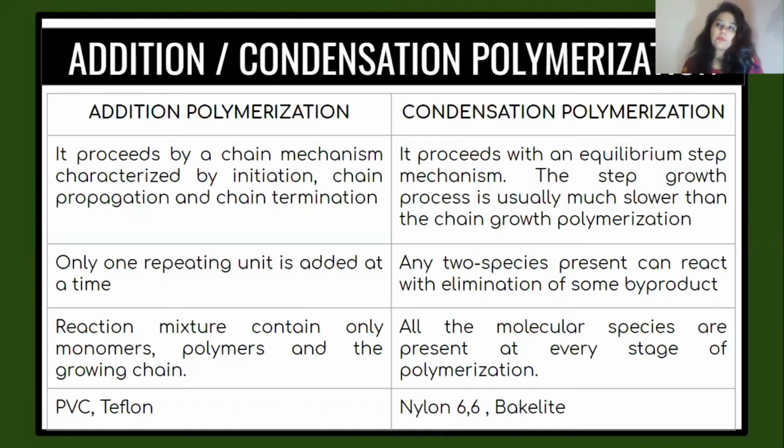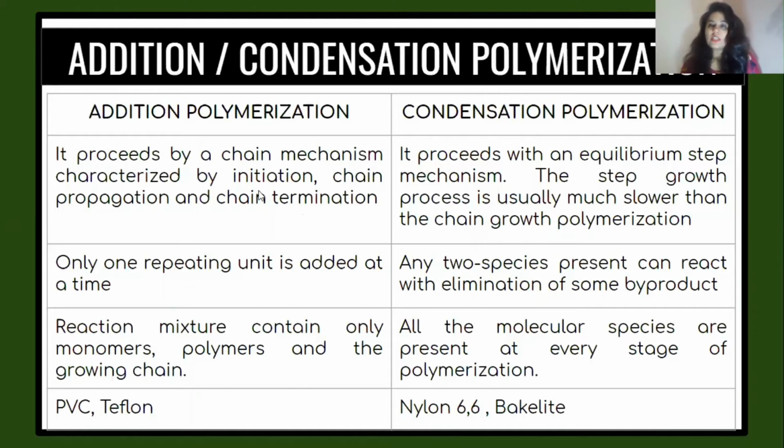So when a single monomer unit is simultaneously combining with the same monomer unit, that type of polymerization is called addition polymerization. So what will happen is there will be a chain mechanism. Now the chain mechanism is further divided into three different stages. The very first turns out to be the initiation stage. The second turns out to be the chain propagation stage. And the third one will be called chain termination.